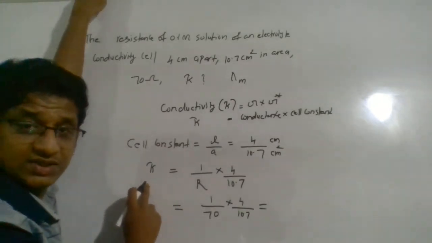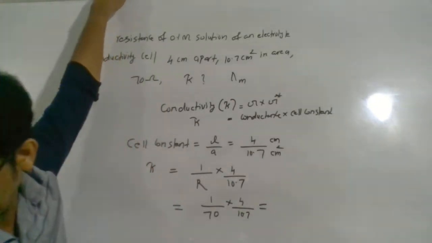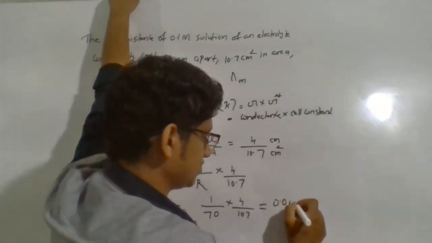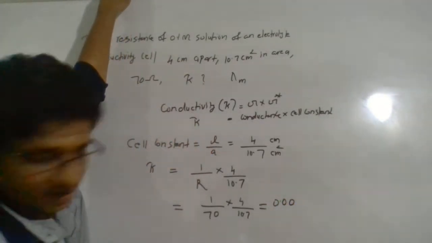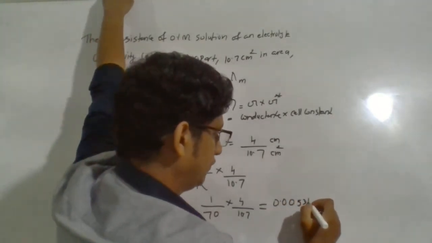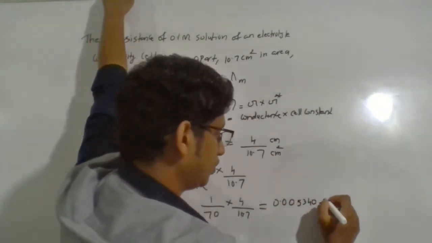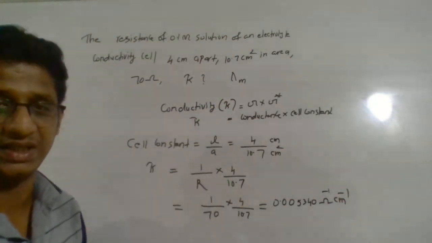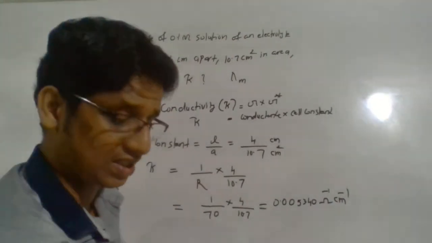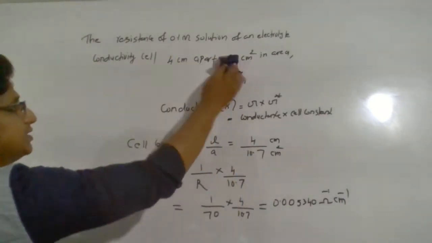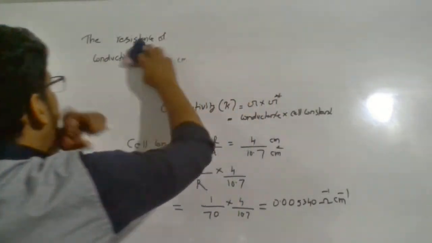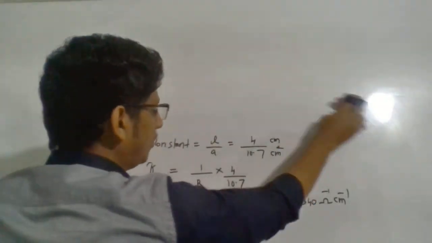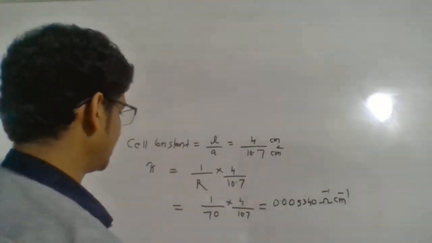conductivity. Remember, the unit should always be expressed. If you calculate, you will get an answer that is 0.005340 ohm inverse centimeter inverse. That's the unit of conductivity. Don't forget that the unit carries at least half a mark. So please write the unit after finishing the calculation. So we found conductivity. So conductivity is done.